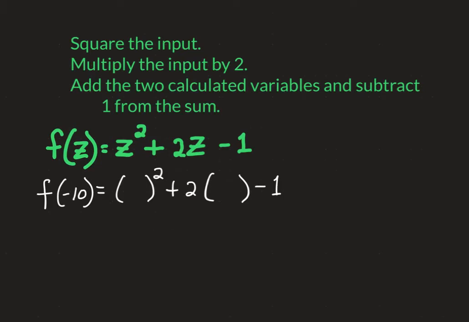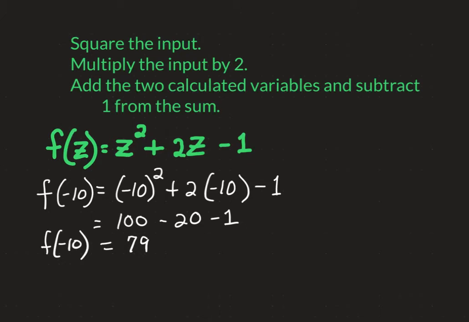So let's look at the function of negative 10. Within the parentheses that I left in place there, I'm going to put my negative and the 10. So the function of negative 10. Negative 10 squared is 100. 2 times negative 10 is negative 20. And subtract 1. So my final answer is 79. That is the function of negative 10.